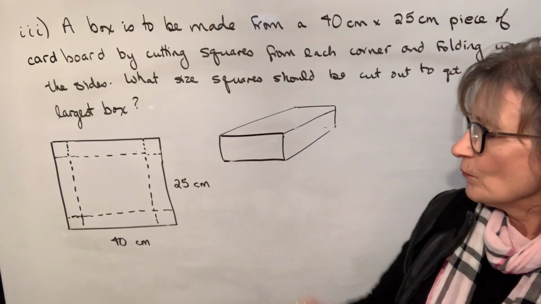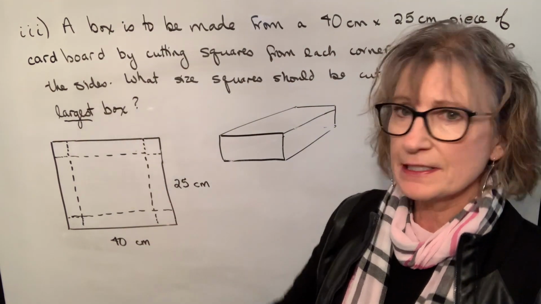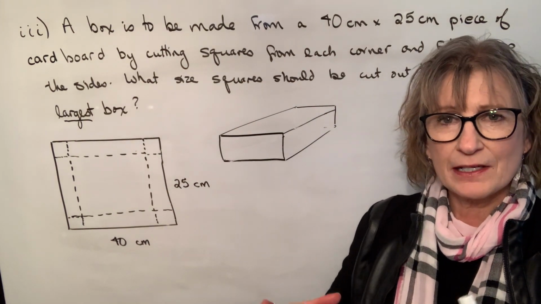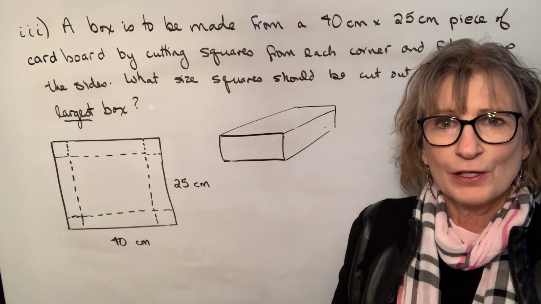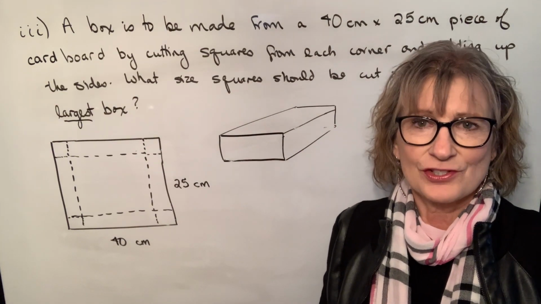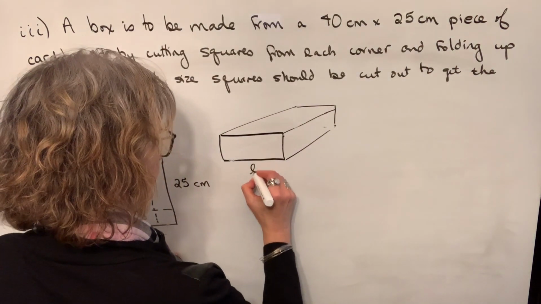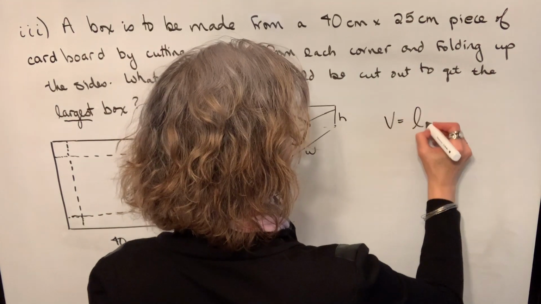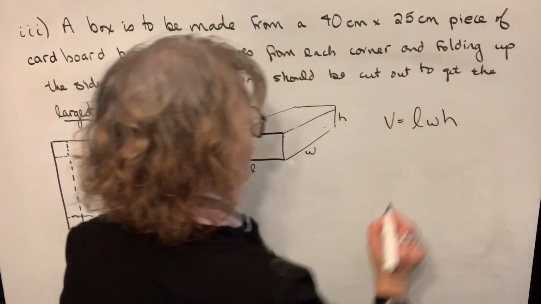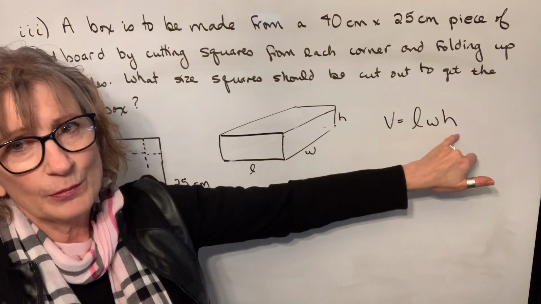And the thing that we want to maximize when it says find the largest box is the volume of this box. So that's the function that we need to start with: volume. And the volume of any rectangular solid is length times width times height. So the volume depends on 3 different variables.